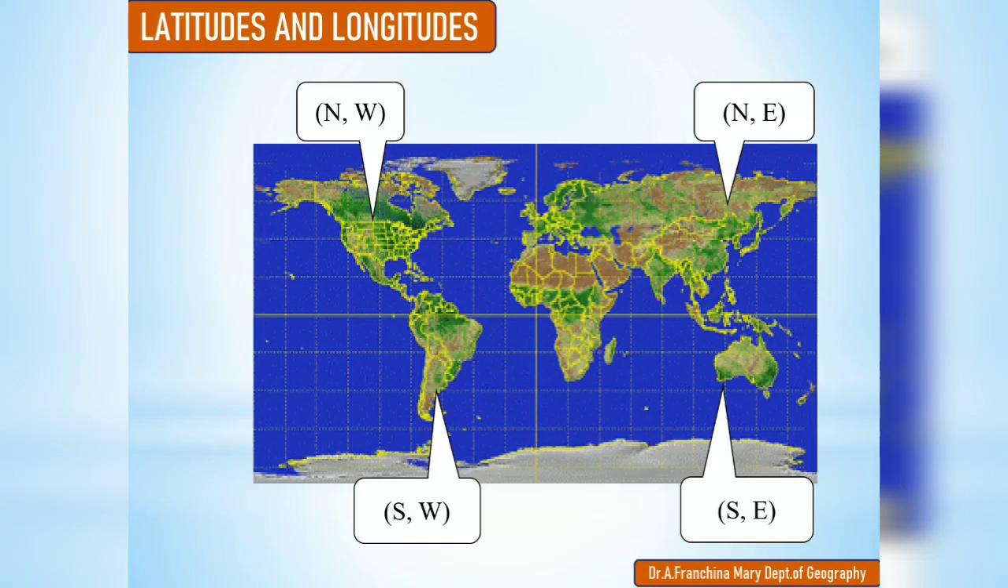A map should have 5 basic elements, that is title, north arrow, geographic coordinates, scale and legend. So geographic coordinates are an important element. Without latitude and longitude we cannot prepare a map. Based on these latitudes and longitudes, we can calculate time, distance, and even identify the direction.